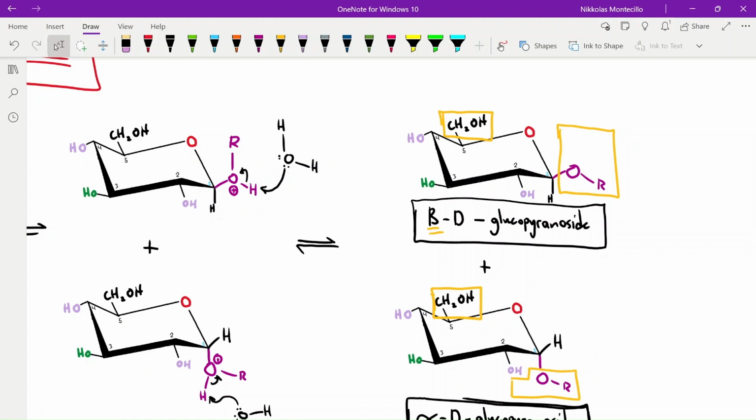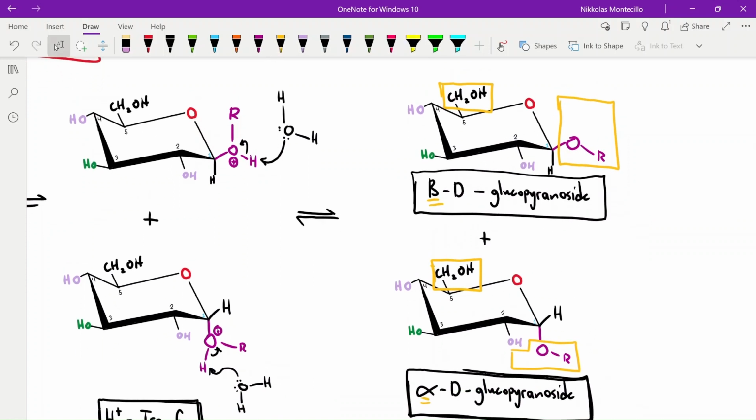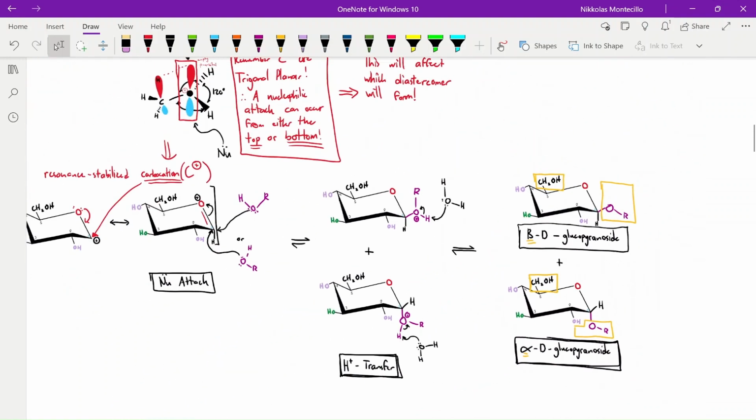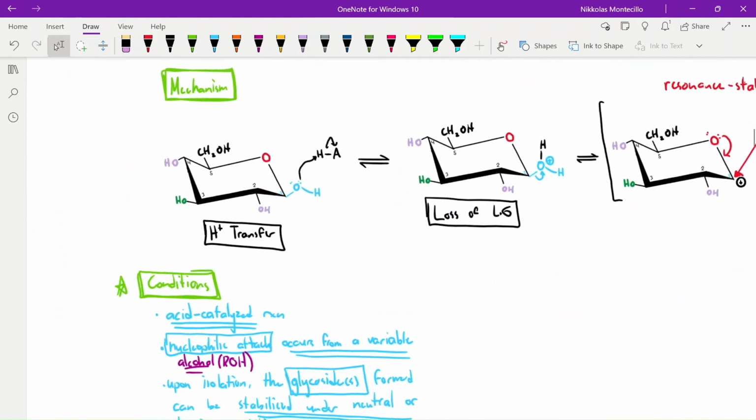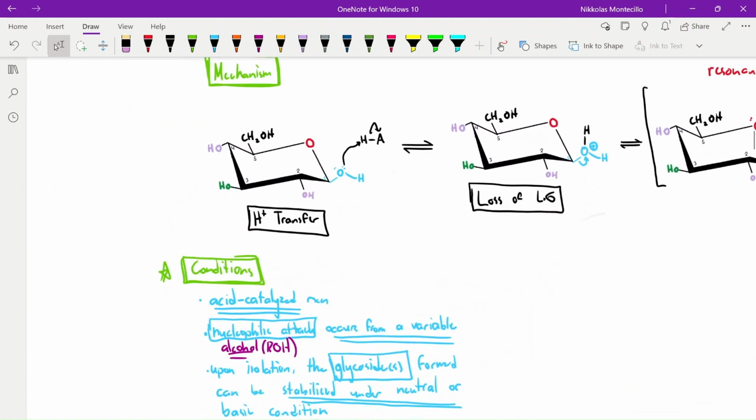and alpha D-glucopyranoside, where beta indicates that the substituents of carbon 1 and carbon 5 are on the same side of the ring, and then alpha D-glucopyranoside indicates that the substituents of carbon 1 and carbon 5 are on opposite sides. Okay? It's important to note the reaction conditions required to facilitate this reaction.